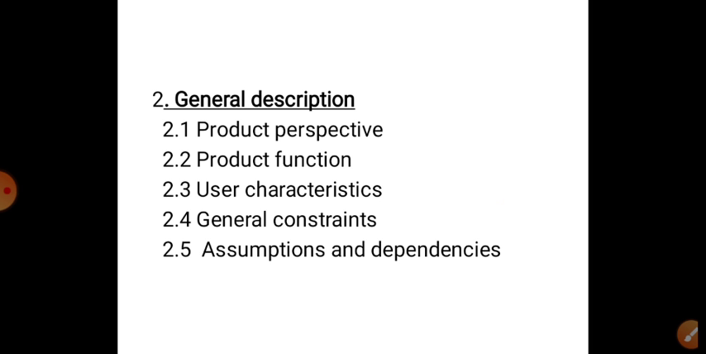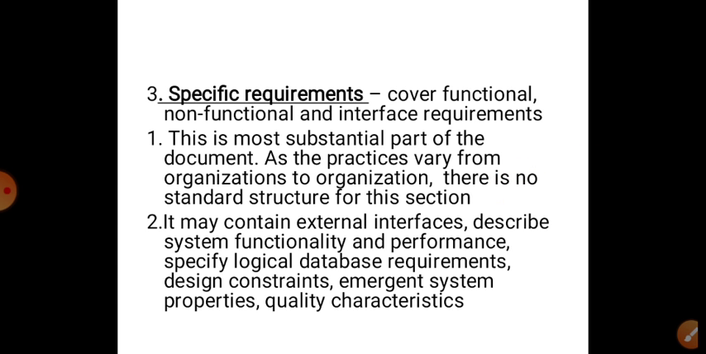Fourth, general constraints. This part speaks about the limits and the constraints under which software is developed and is to be operated. Fifth, assumptions and dependencies. As you know, when you are developing any software, you assume something. So the assumptions are very important from the understanding point of view. Third topic, specific requirements. So this covers functional, non-functional and interface requirements.